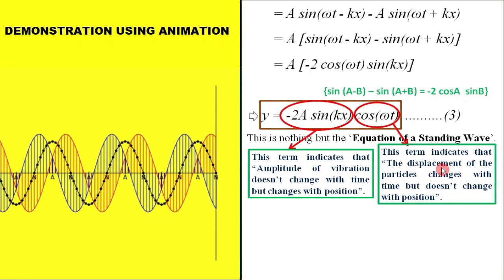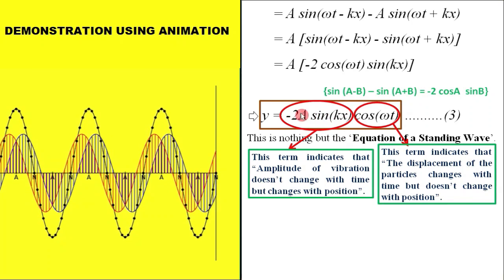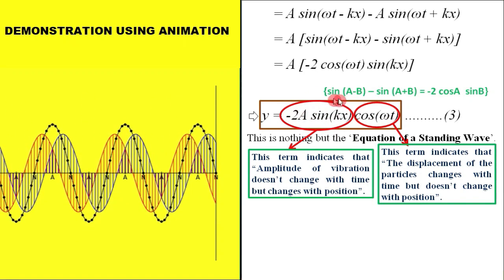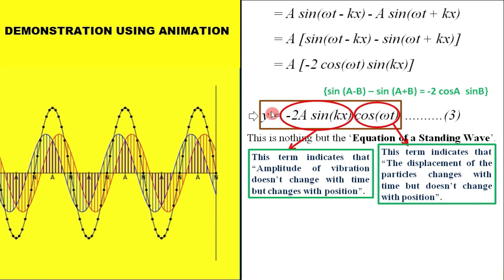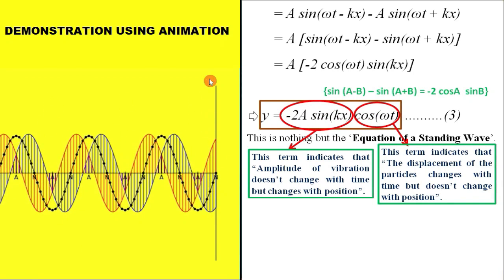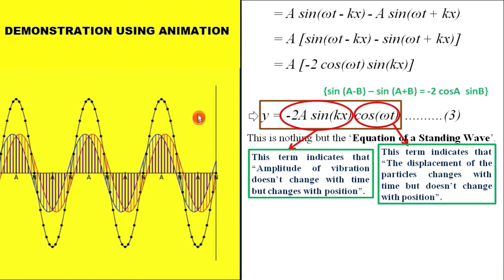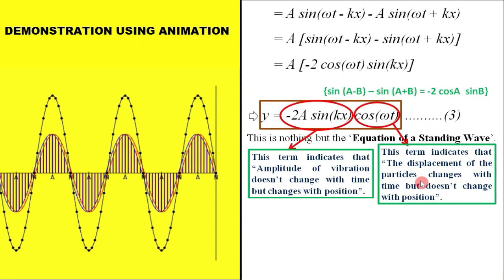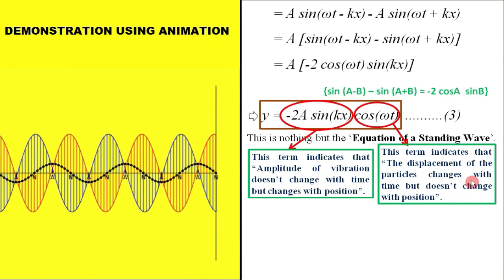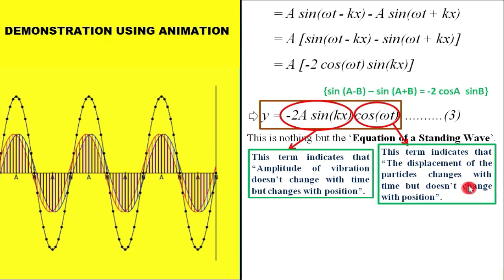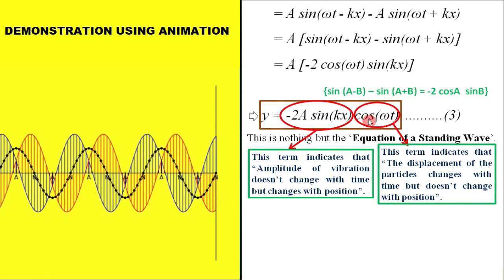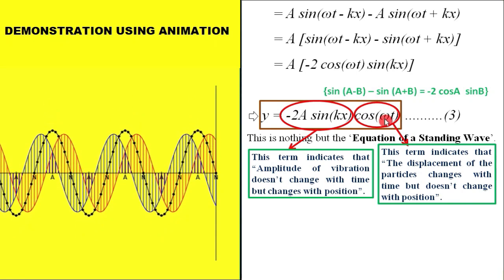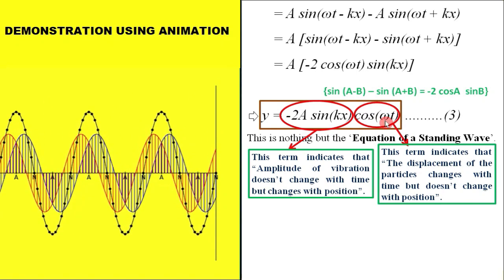This term represents the displacement, because if this is the amplitude, I can write it as y equals amplitude into cos omega t, and y is what? The displacement of the particle along the y axis, which is what we write in a progressive wave. So this term indicates that the displacement of the particle changes with time but does not change with position. See here, there is no position term, there is no x term here. So this does not change with position, it only changes with time.